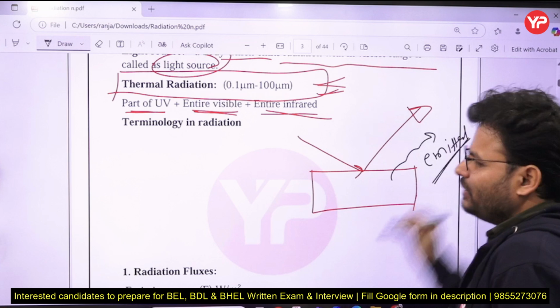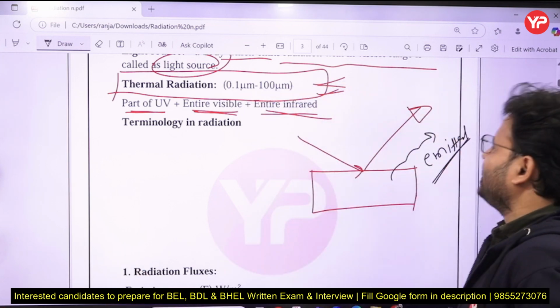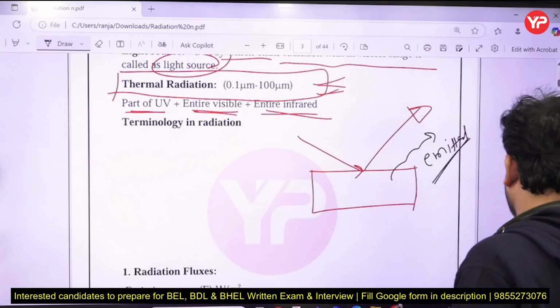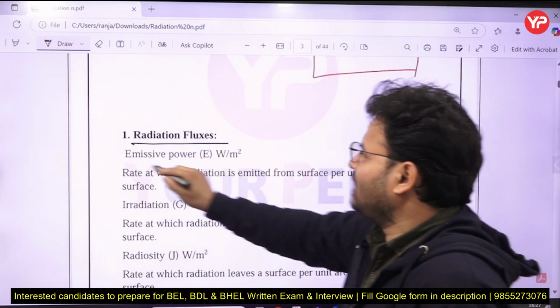Emitted, everybody will emit. When I emit, everyone is emitting. So this is emitting, this is incident radiation, this is reflected, and that is what? Emitted. So first I will discuss the radiation flux, or we can say emissive power.